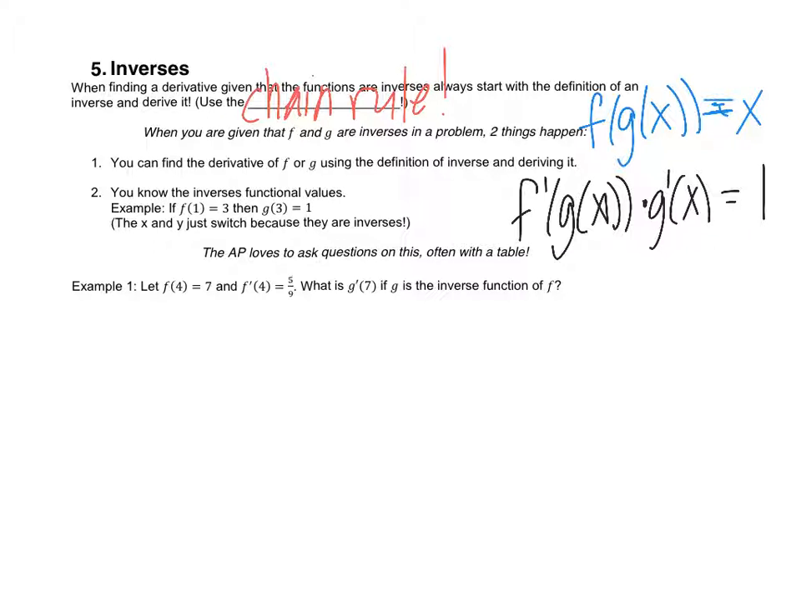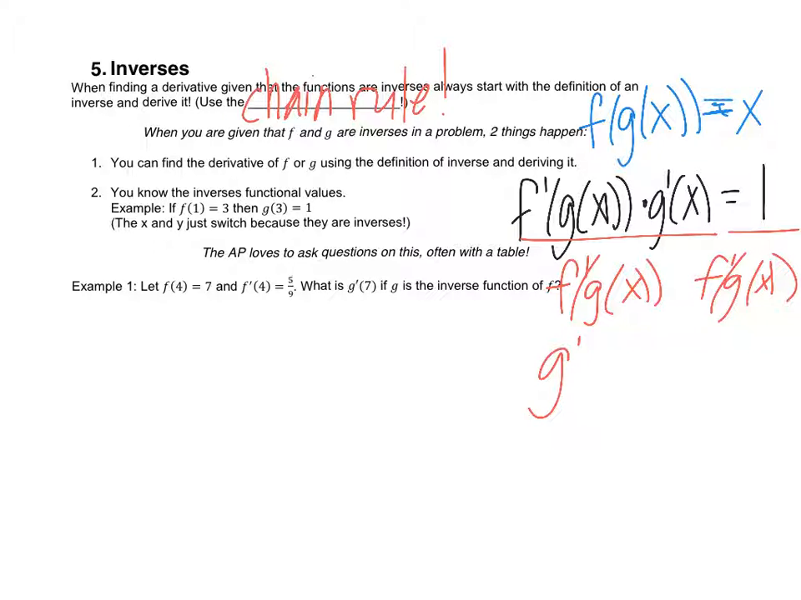Now say I wanted to find g prime. Well, this is just connected by multiplication, so I could divide by f prime of g of x on both sides. And my inverse formula will give me g prime of x is equal to 1 over f prime of g of x. Now say I wanted f prime, I would switch the f and the g, so I would have made this a g of f of x is equal to x. Then that would have given me the f prime here, which I would have been able to solve the same way.